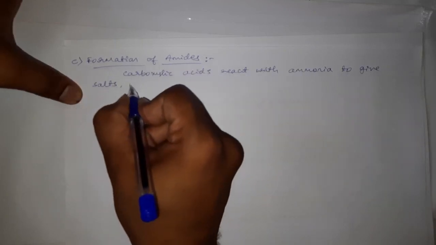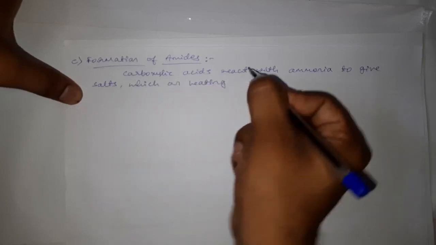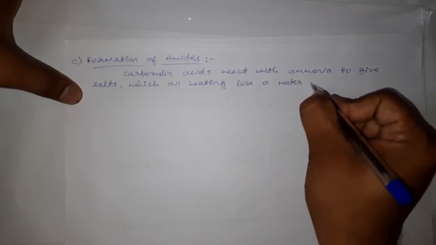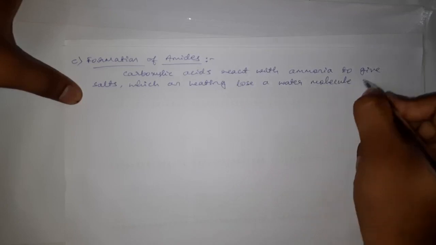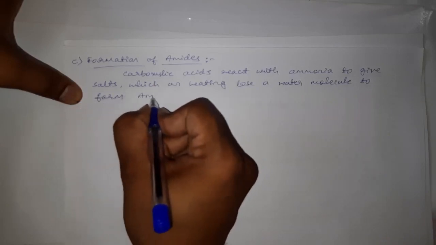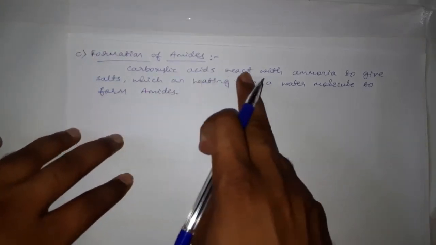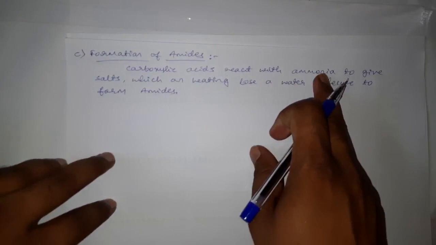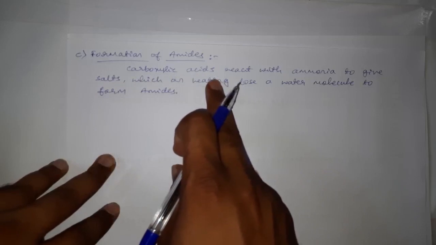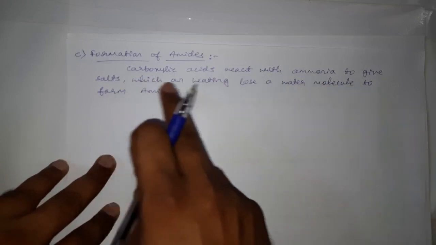salts, and these salts on heating lose a water molecule to form amides. Okay, is it clear? Yes. Carboxylic acids, when reacted with ammonia, will first give salts, and these salts when heated lose a water molecule to form amide.